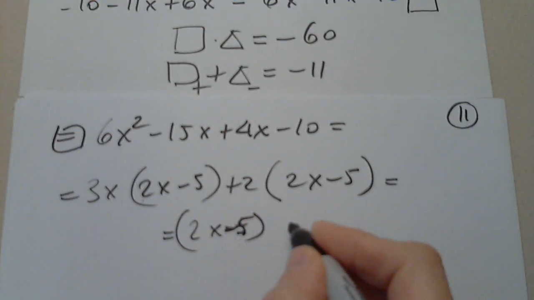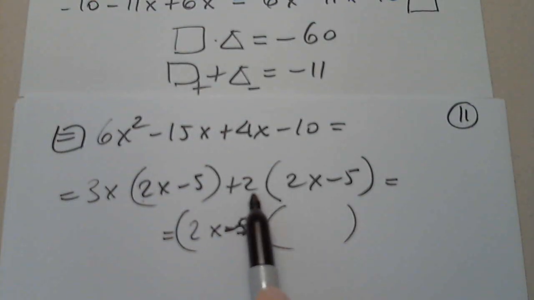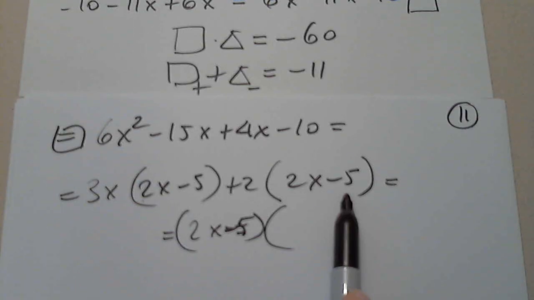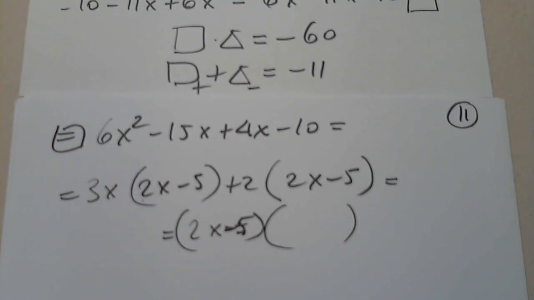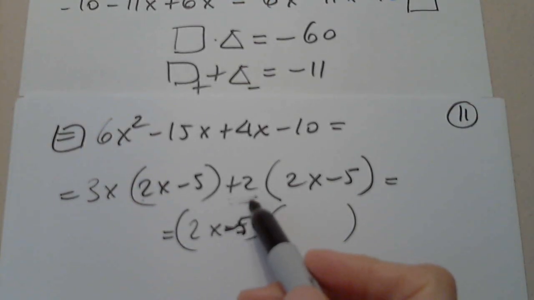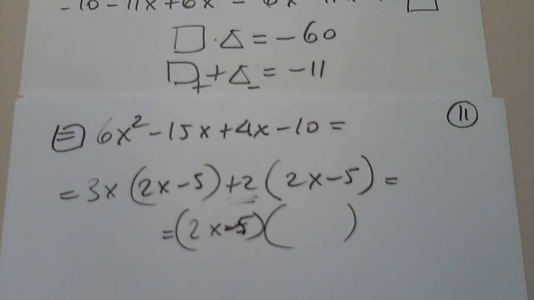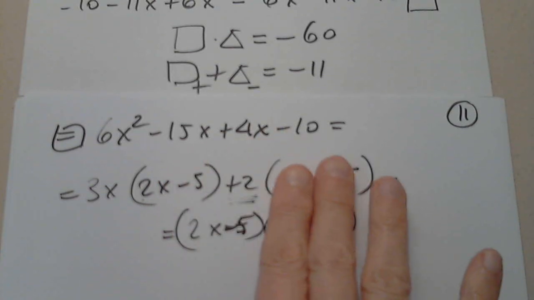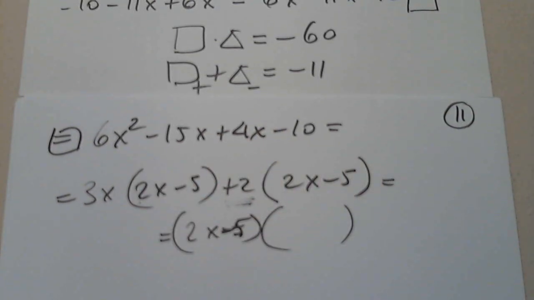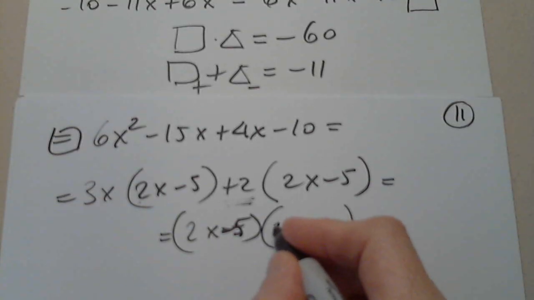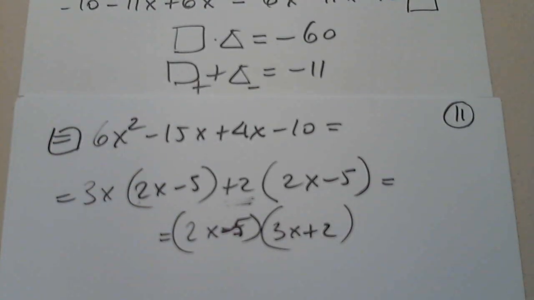Why was it plus 2 this time? Because 2 times 2x is 4x, and 2 times negative 5 is negative 10. I cannot invent this. Right. This has to work. Perfect. So now imagine you removed the 2x minus 5. What is left in parentheses? 3x plus 2. That's it. See, once you see it, you cannot unsee it. But it requires a lot of practice.